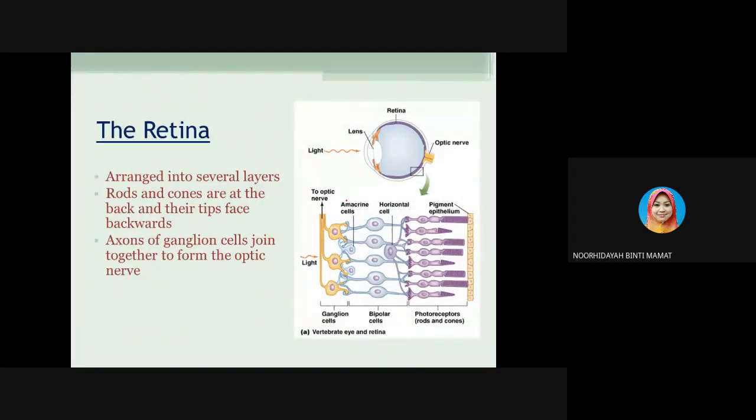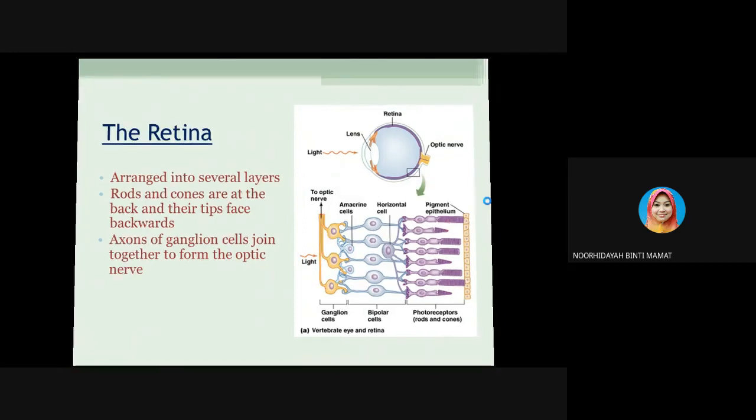The retina is arranged into several layers. All of this is the retina. We have the rods and cones as receptors at the back, and their tips face backward. The axons of the ganglion cells join together to form the optic nerve. This is the arrangement of the retina in vertebrates.